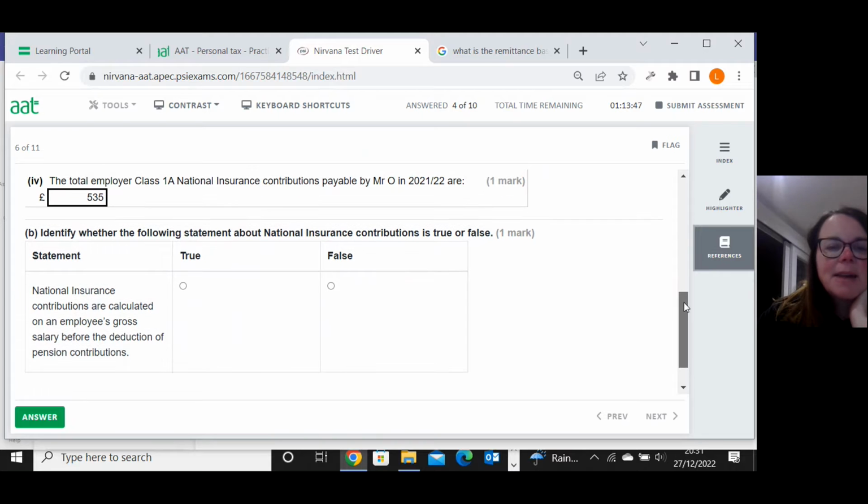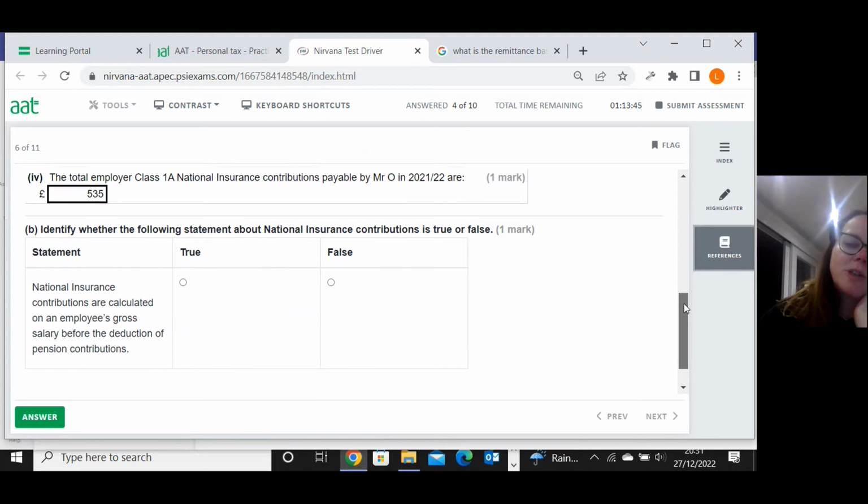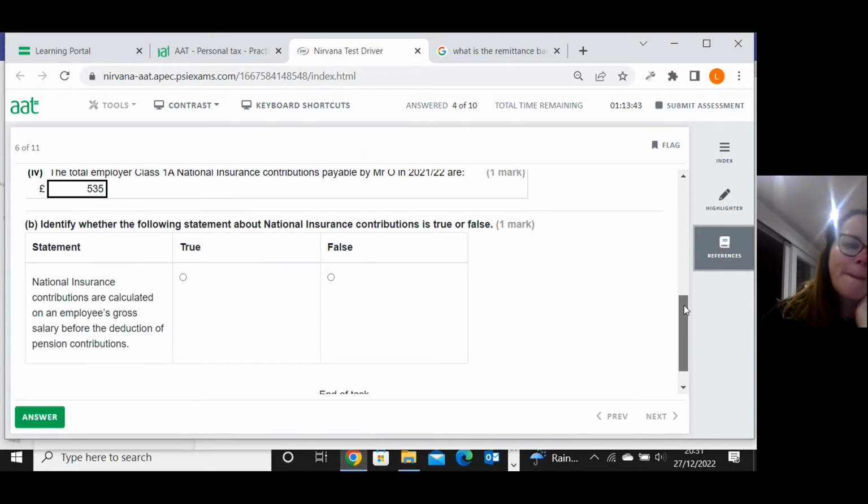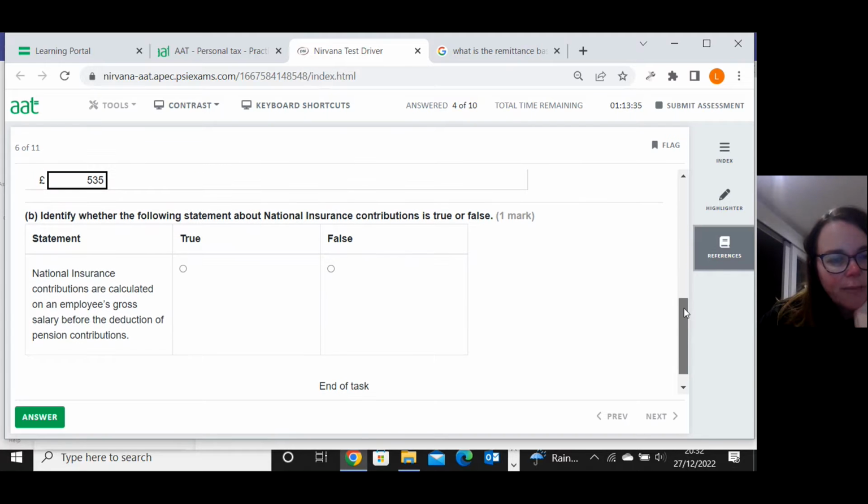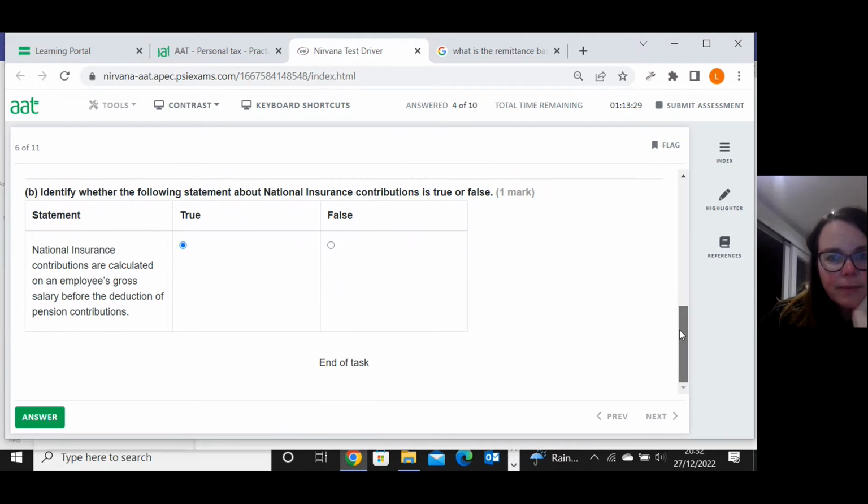Identify whether the following statement about national insurance contributions is true or false. National insurance contributions are calculated on an employee's gross salary before the deduction of pension contributions. Yes. Oh, that's it.